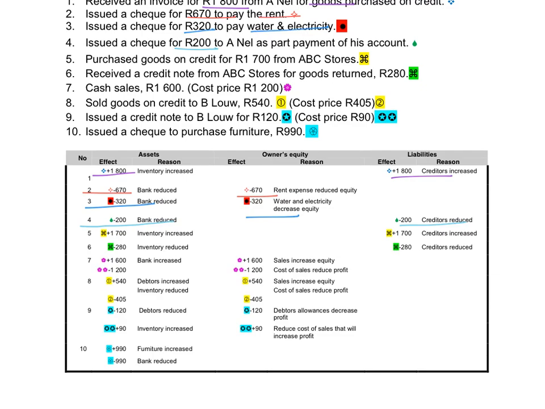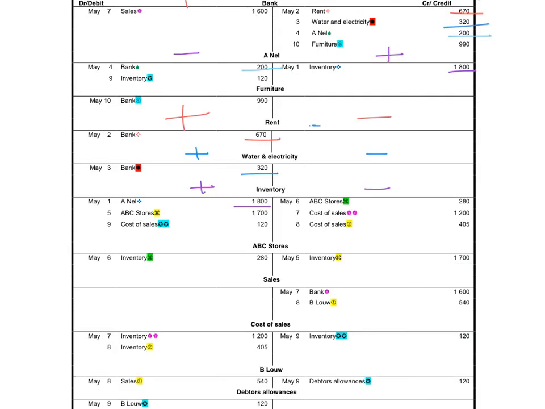Purchase goods on credit from ABC stores. We buy goods, so we increase the inventory, so assets will increase. We bought it on credit, so we owe money to the creditors, so we will increase our liabilities. The inventory account is debited to increase the assets on the debit side. ABC stores or creditors control will be credited to increase the liabilities on the credit side.